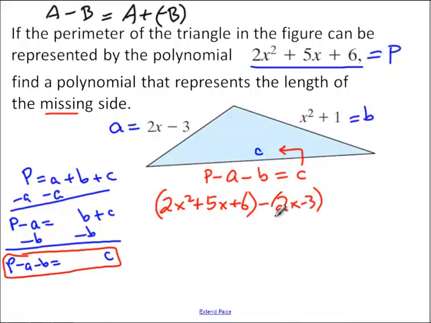And we have to put that in parentheses because we're subtracting all of A, and all of A is that. So there's our A polynomial. We're subtracting A right there. We're going to do the same thing for B. We're going to subtract everything that's in B. Everything in B is right there: x squared plus 1. And that will be equal to C. And that'll be what we're looking for.